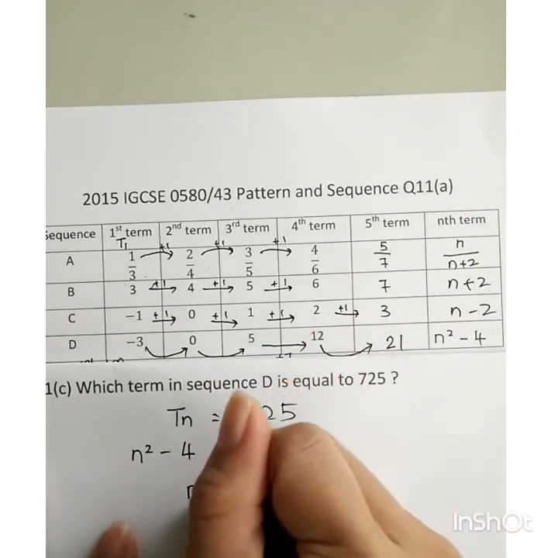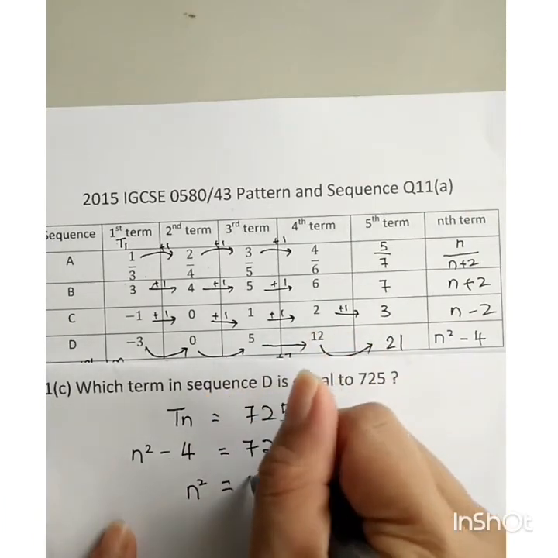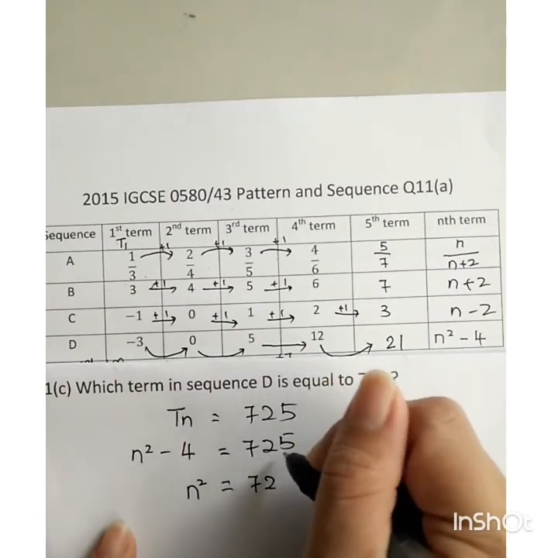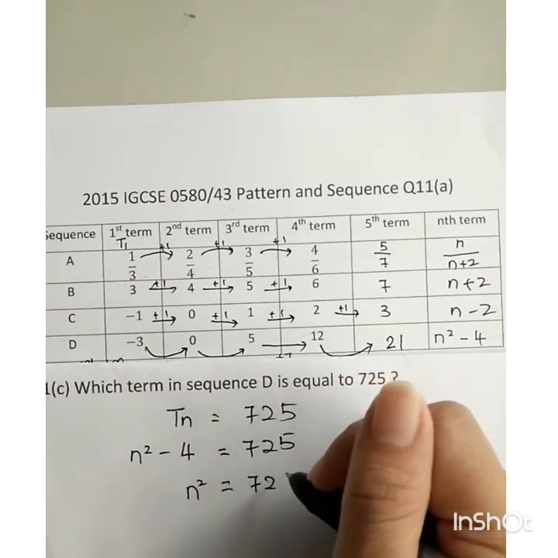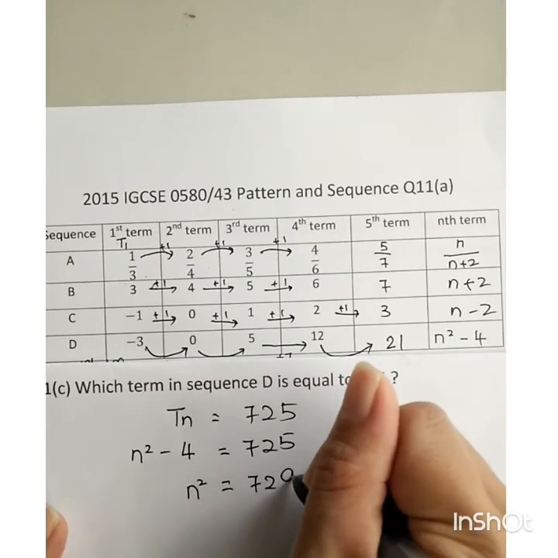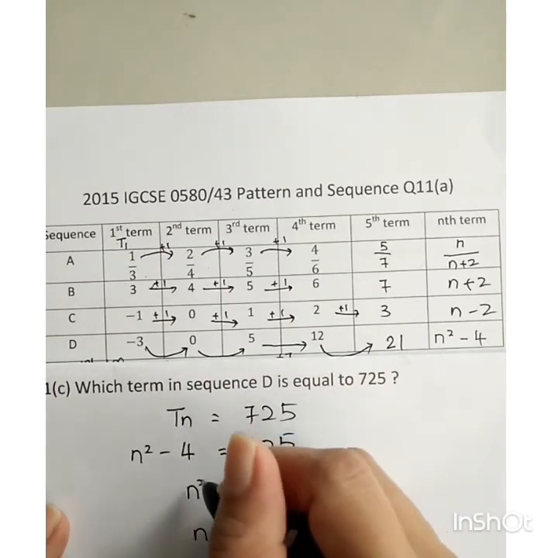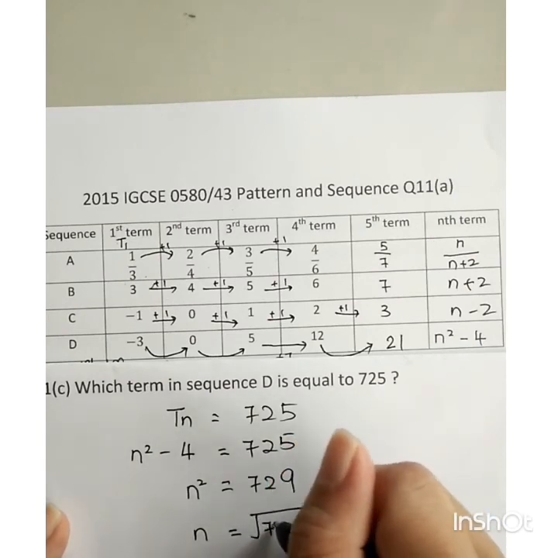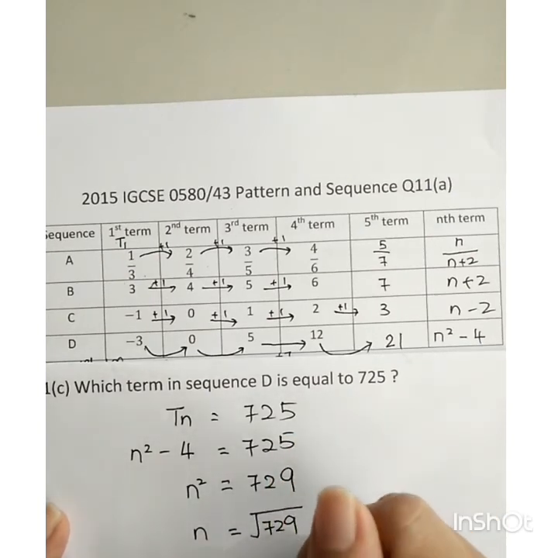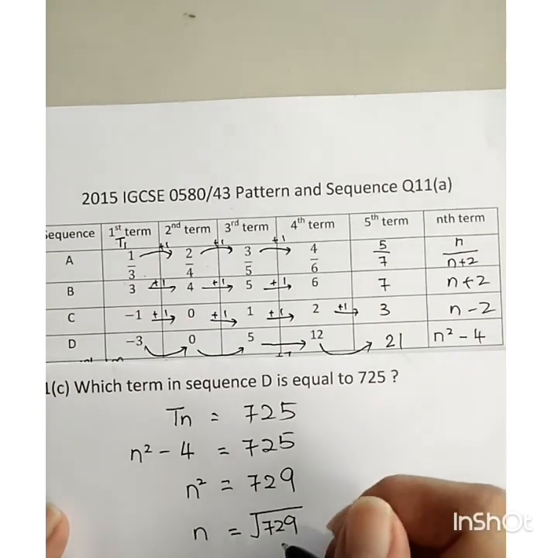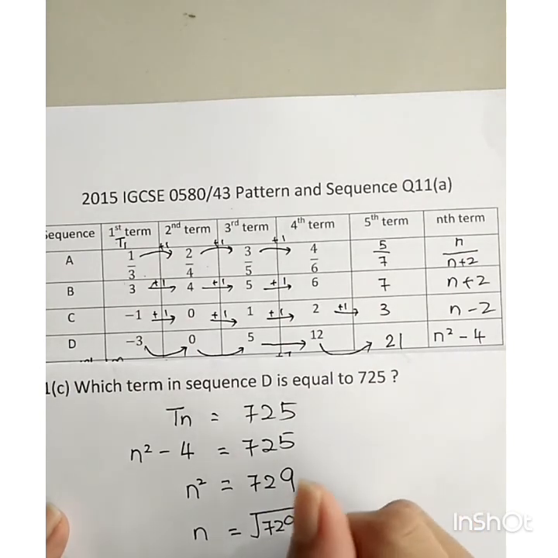725. So n squared minus 4, move to the other side, becomes plus 4. 725 plus 4 will be 729. And n squared, if I only want to find the n, the square moves to the other side and becomes square root. Minus becomes plus, plus becomes minus, multiply becomes divide, divide becomes multiply. So square becomes square root. So the square root of 729 will be 27.